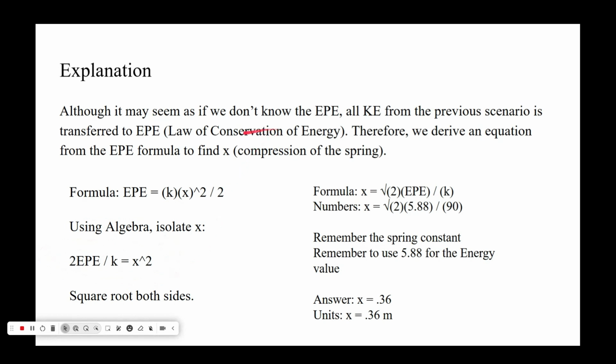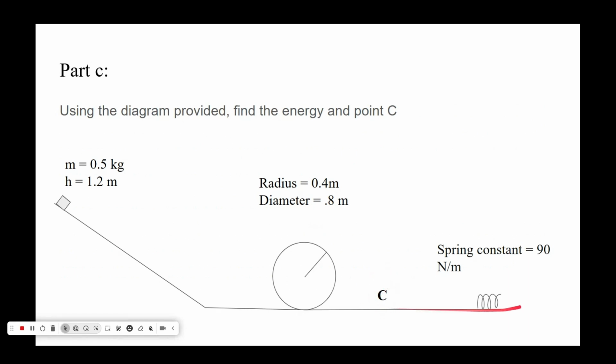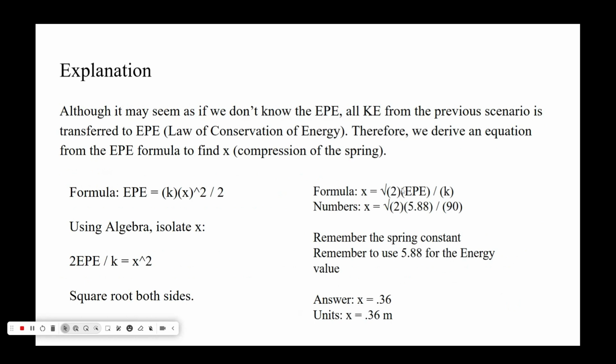So even though it may seem we don't know EPE, all of the kinetic energy from point C, again, I can go back to it, from point C, right here, has been transferred into the spring, which means all 5.88 joules has been transferred into the spring. So that means we actually do know elastic potential in this situation. We know that elastic potential is all 5.88 joules.